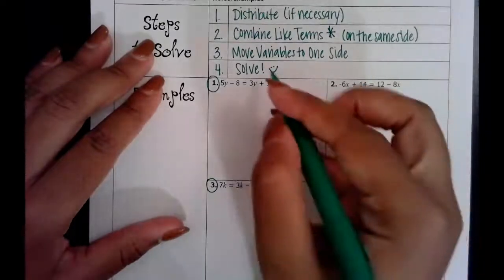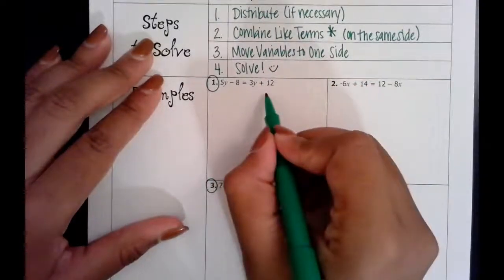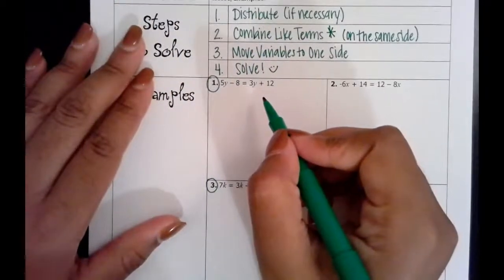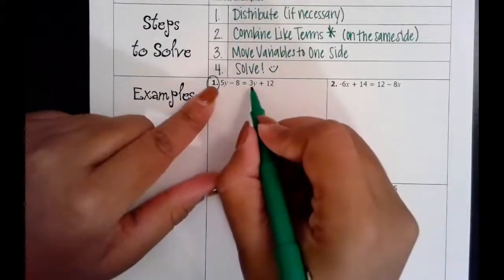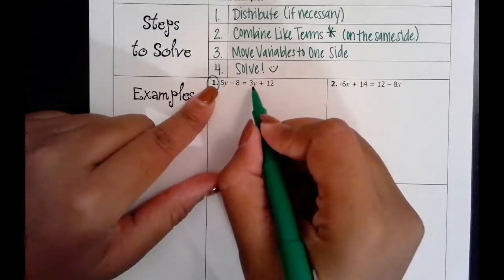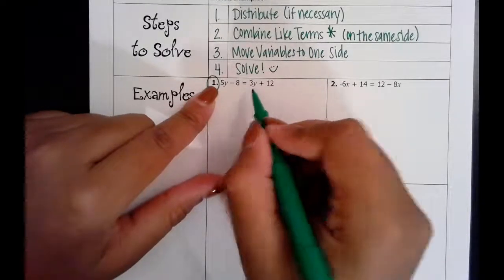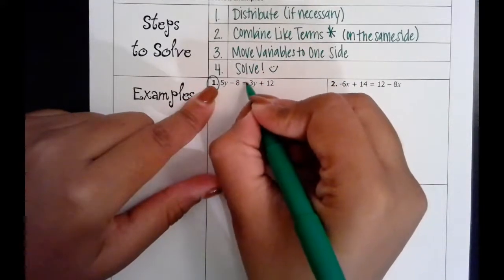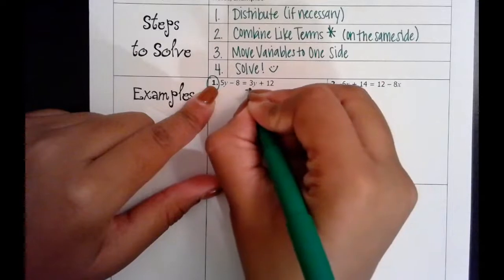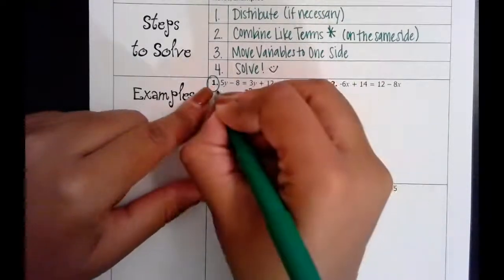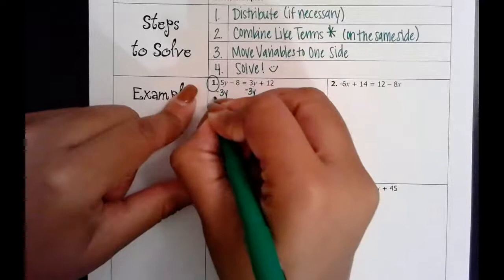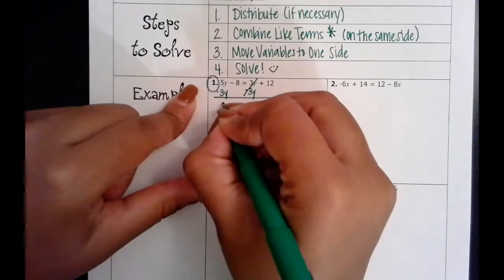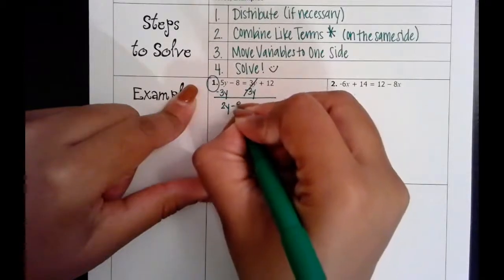So, steps 1 and 2 aren't needed for this one. So move on to step 3. I need to determine which one I can move without making my variable term negative. If I were to move this 5y, it would make this negative 2y over here, when I could just move this 3y by subtracting 3y. Crossing those out leaves me with 5y minus 3y, which is 2y, minus 8 equals 12.